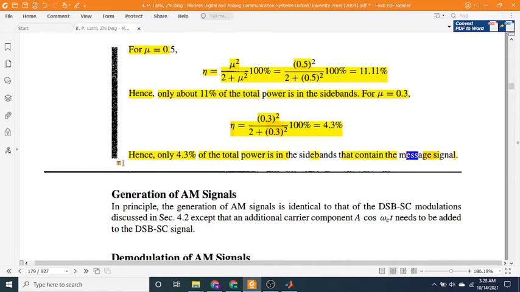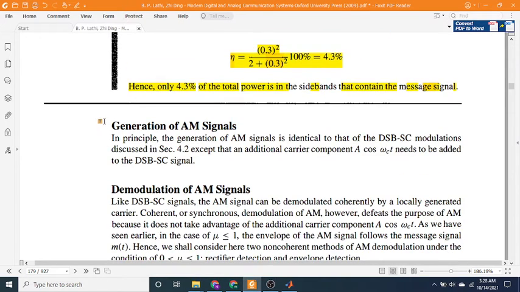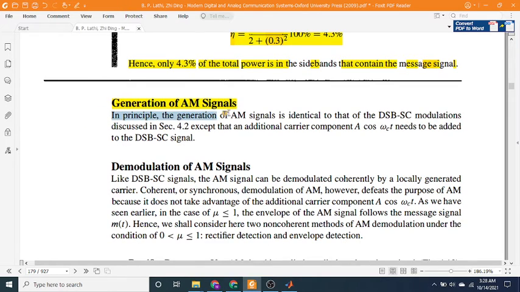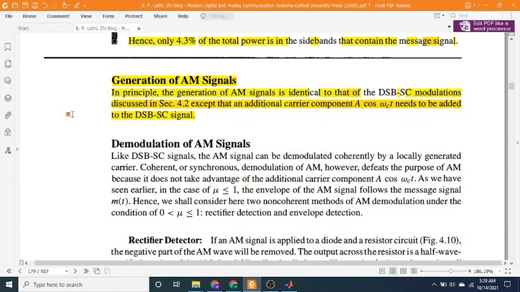Generation of AM signals. In principle, the generation of AM signals is identical to that of the DSB-SC modulations discussed in Sec. 4.2, except that an additional carrier component A cos ωc t needs to be added to the DSB-SC signal.